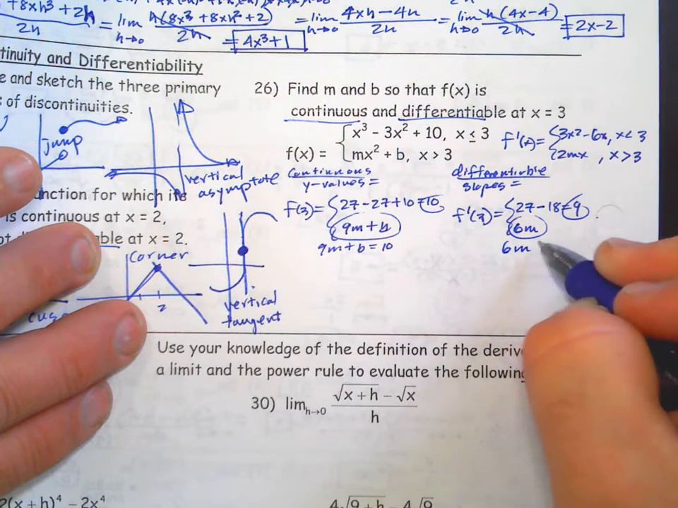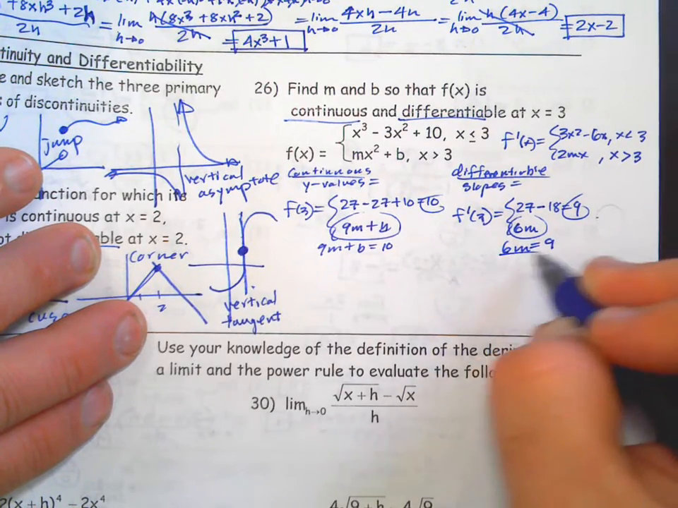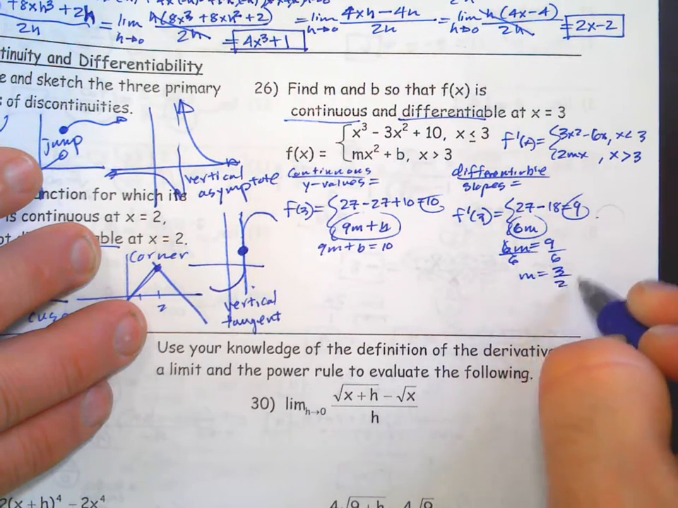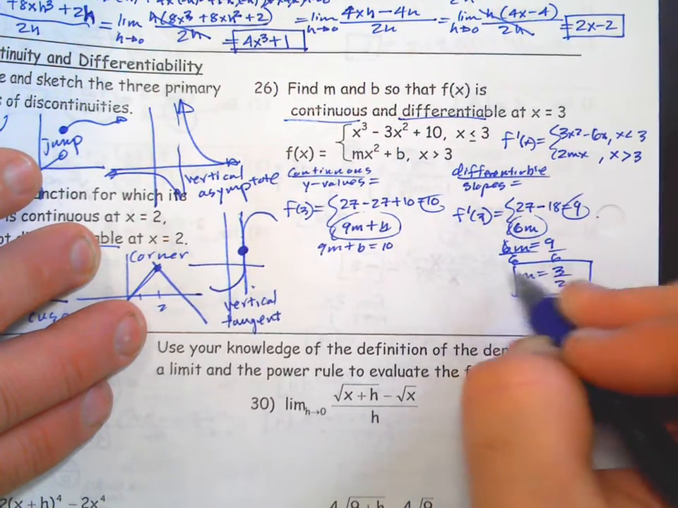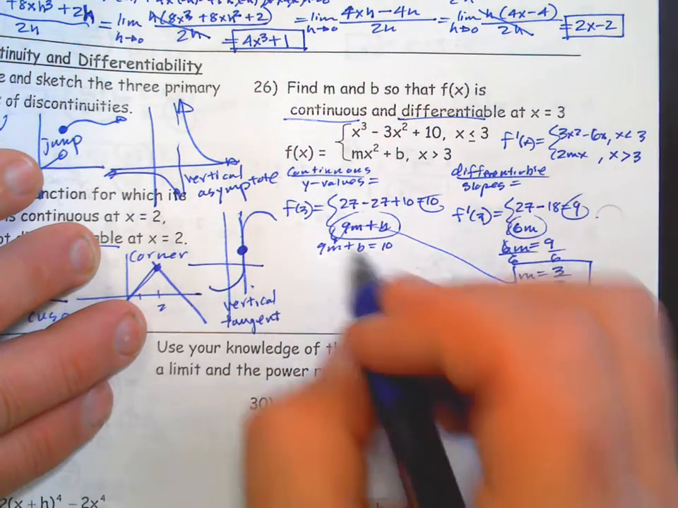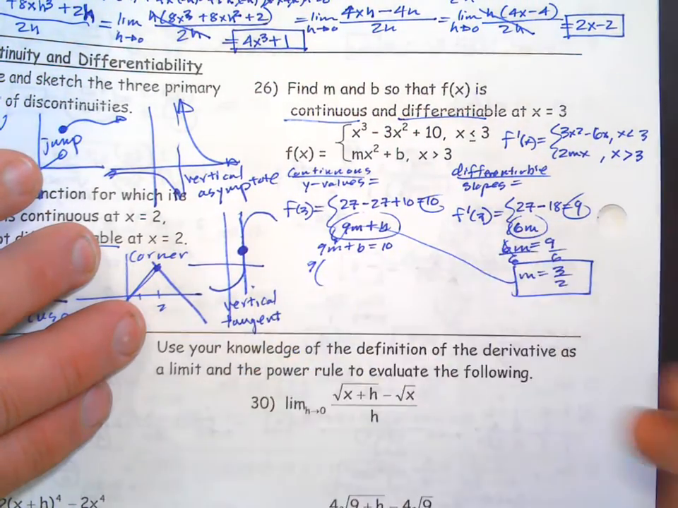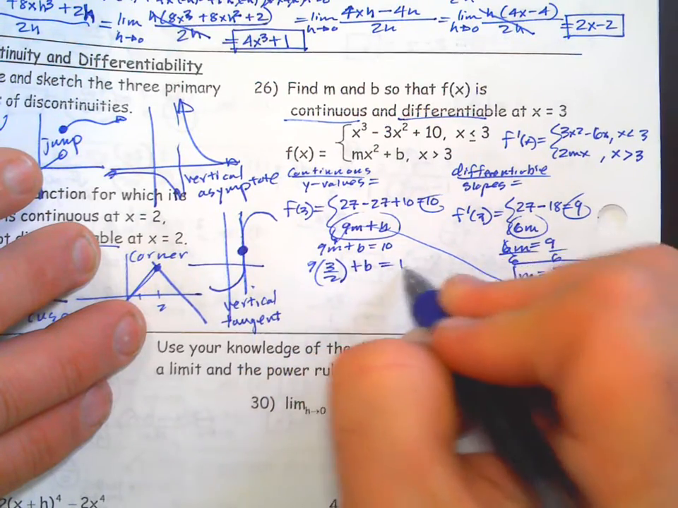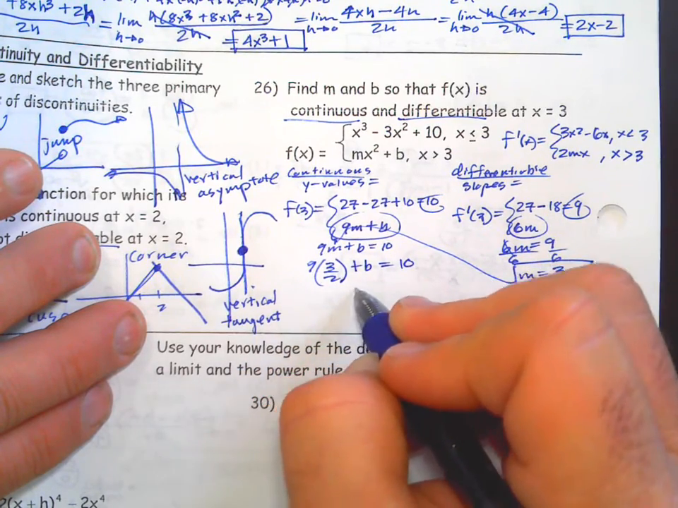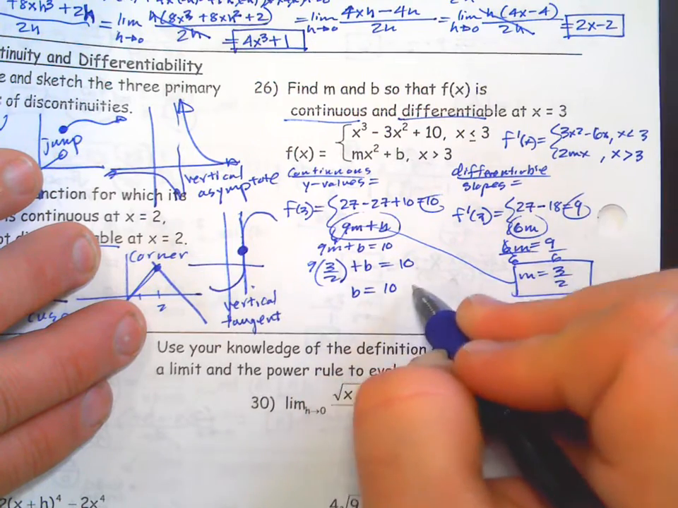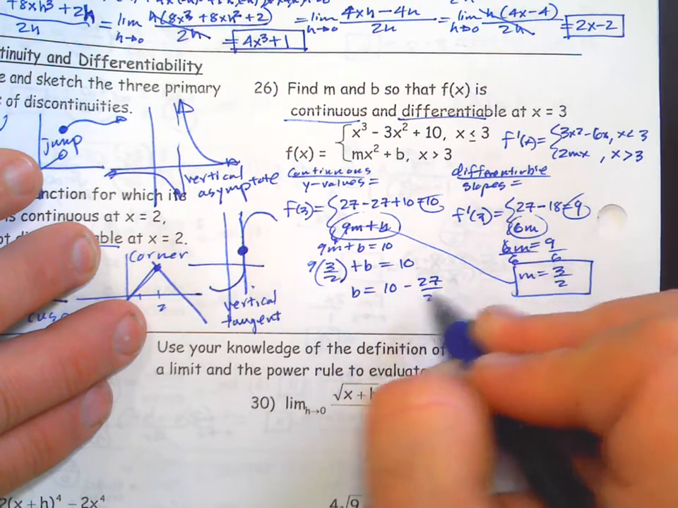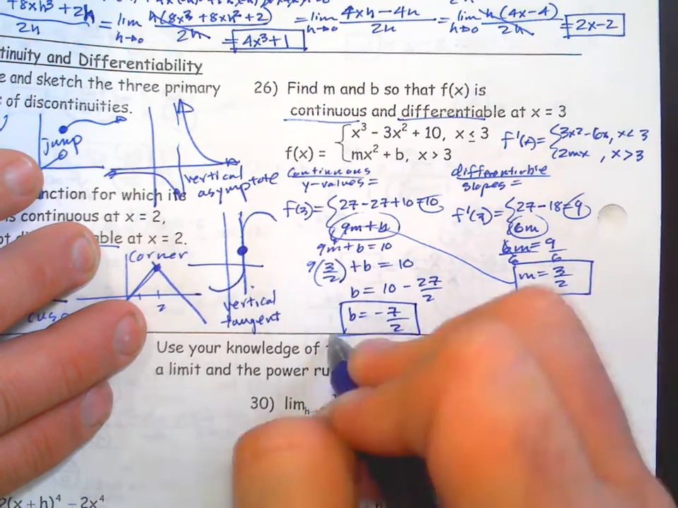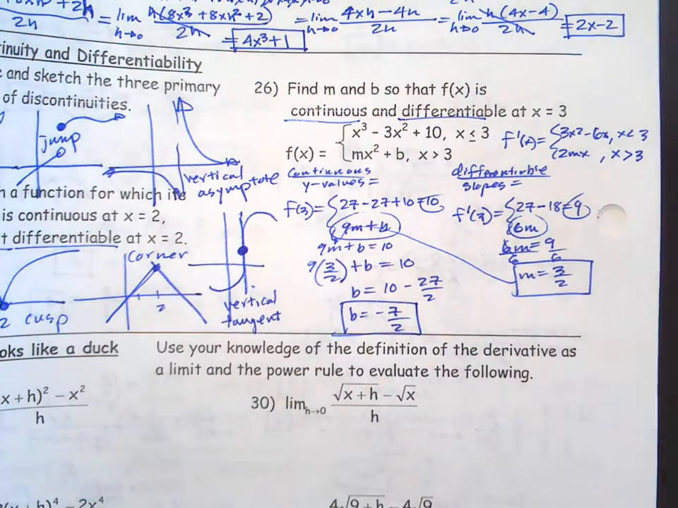So 6m equals 9. So then I could solve for m, divide a 3 out, simplify it. So that's one of my answers, and then I could plug it in over here to solve the rest of the system of equations and find b. So b equals 10 minus 27 halves, so b equals negative 7 halves. There you go, little system of equations.